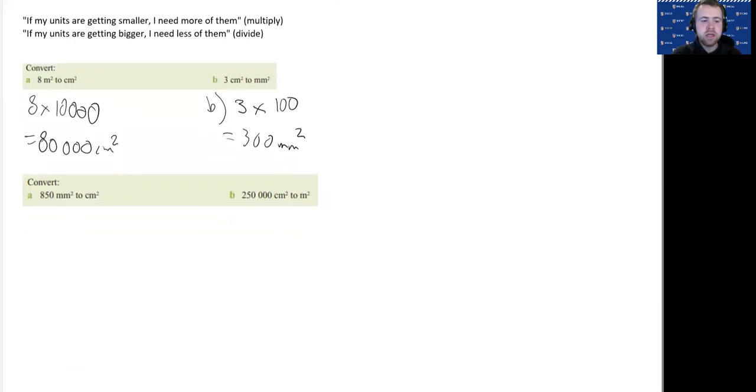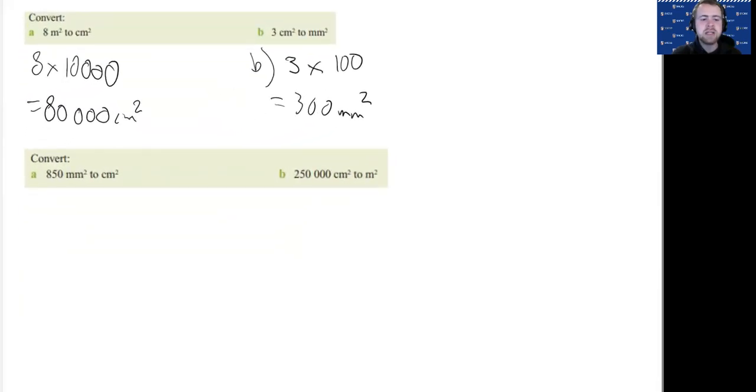Now, in these examples, we're going from millimeters to centimeters. My units are getting bigger, since centimeters are bigger than millimeters, so I'm going to need to divide the quantities. I have 850, and the conversion factor 10 squared is going to be 100. So I'm going to divide by 100, and I get 8.5 centimeters squared. Remember to write your units at the end to know what you've finished at.